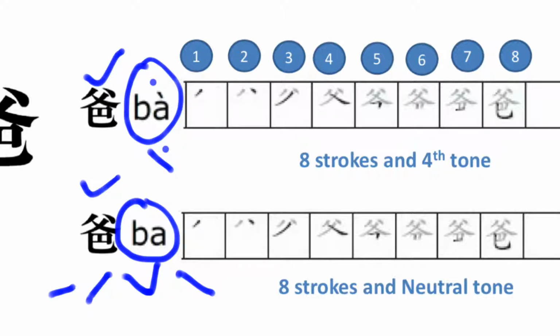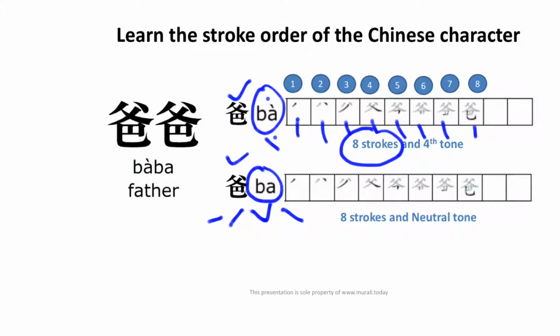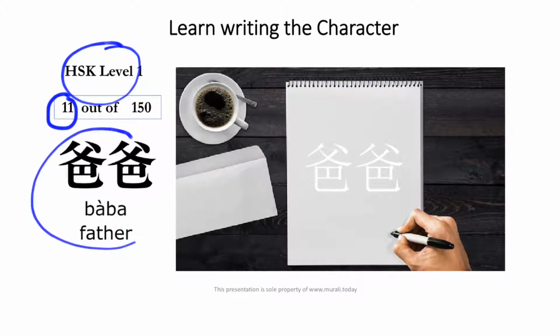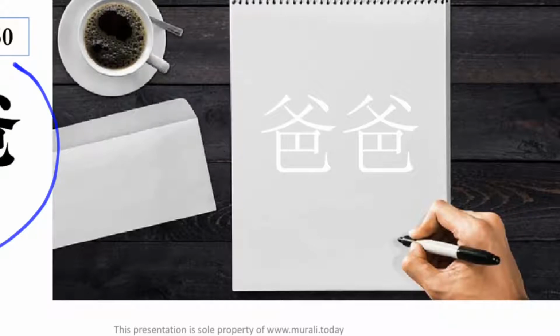Coming to the strokes now, here you can see 1 2 3 4 5 6 7 8 strokes are there, and how to write these strokes you will be learning soon in the next slide. Let's go ahead on this. This is basically the 11th word of the 150 words of HSK level 1. Okay, the word is Baba, and I have given you an exercise to explain how to write.